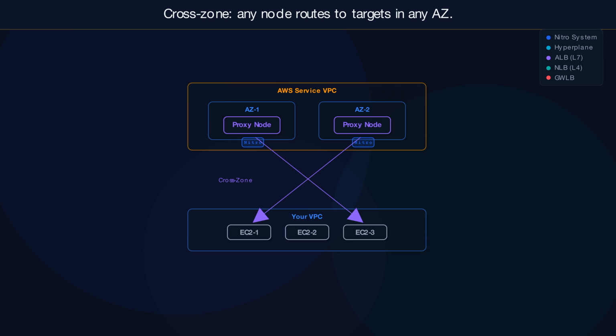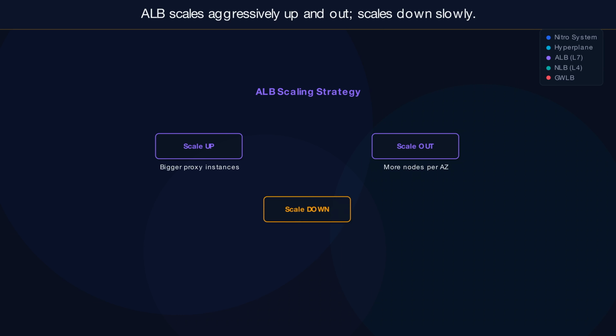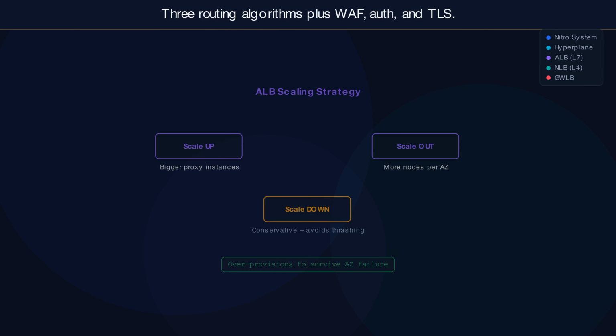ALB scales aggressively. When traffic spikes, AWS scales up the proxy instances to bigger types and scales out by adding more nodes. Unlike the classic load balancer, this happens invisibly. The scaling system intentionally over-provisions to survive an entire AZ failure. It scales down conservatively, slowly removing capacity to avoid thrashing.